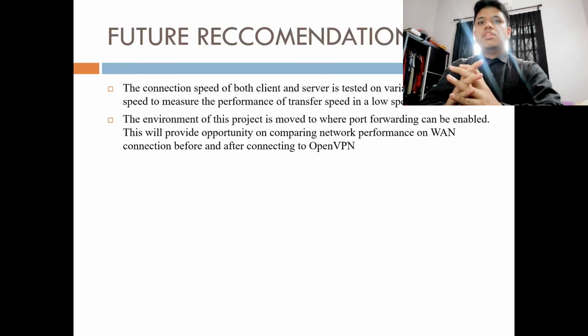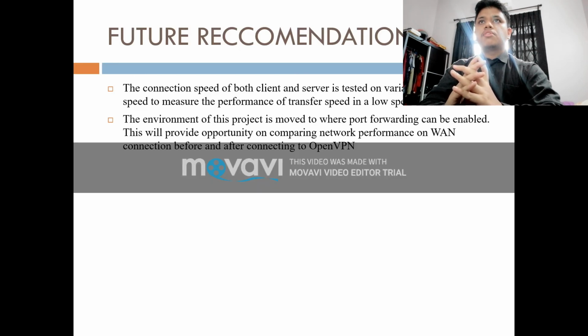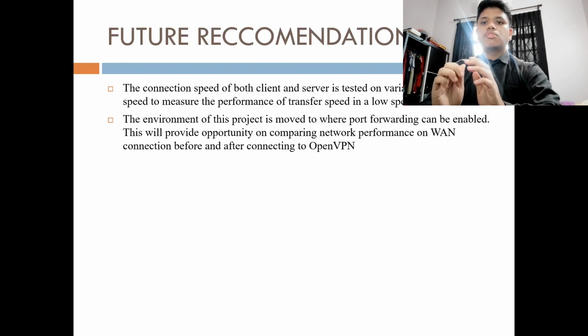Future recommendation: the connection speed of both client and server should be varied to measure the transfer speed performance in a low-speed environment. Furthermore, the development of this project should move to an environment where port forwarding can be enabled. This will provide the opportunity to compare network performance on one connection before and after connecting to OpenVPN.